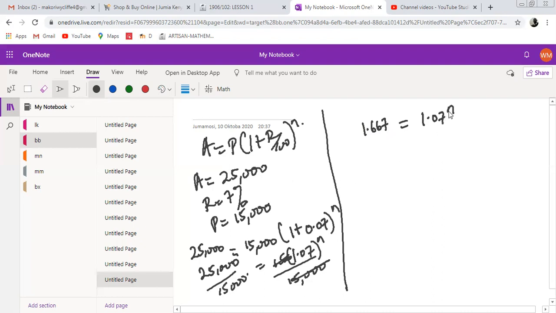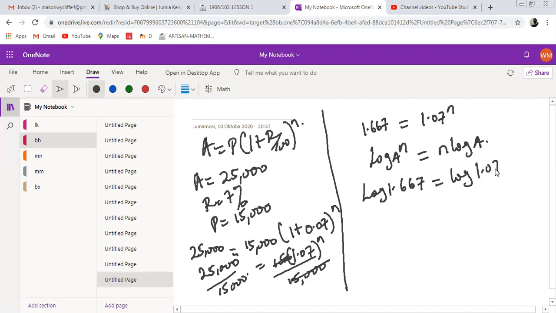One thing you'll be able to realize is that anytime we have this power, for us to be able to work it out, we need to introduce logarithm, and we have the third rule of logarithm that says if you have log a power n, it can be written as n log a. This is the third rule of logarithm which we need to apply here. So we can come here and introduce log to both sides, and we say log 1.667 is equal to log 1.07 power n. We have introduced log to both sides.